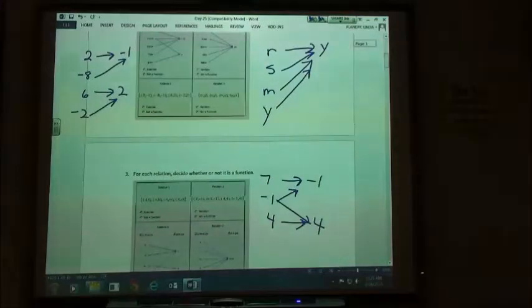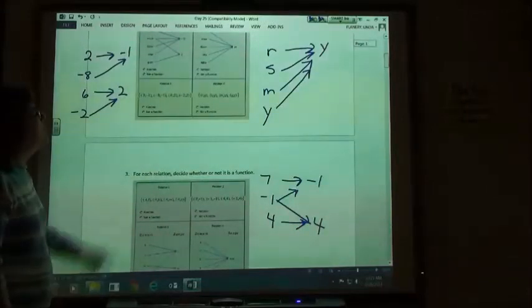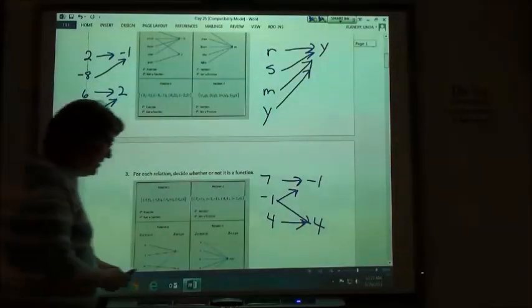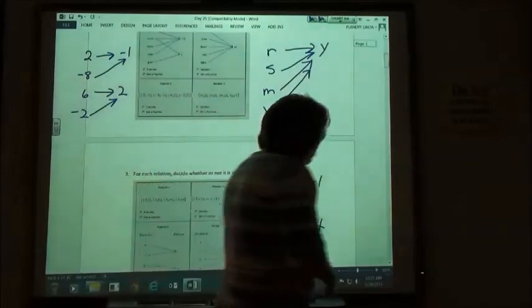So if it helps, write them down, draw your arrows so it kind of looks like those first ones where they're drawing the arrows. Each line or each item can only have one line coming from it. If it goes to more than one, it's not a function.